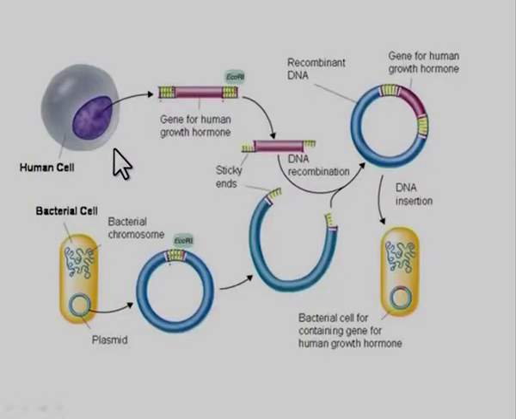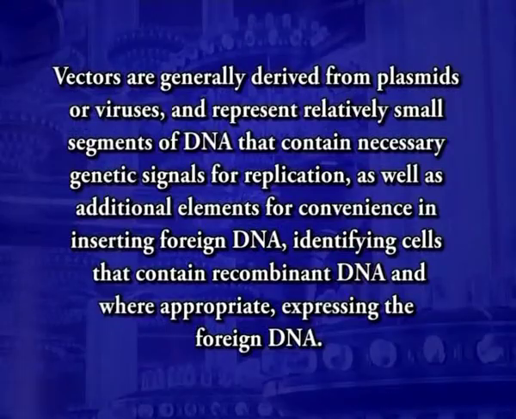Formation of recombinant DNA requires a cloning vector, a DNA molecule that replicates within a living cell. Vectors are generally derived from plasmids or viruses and represent relatively small segments of DNA that contain necessary genetic signals for replication, as well as additional elements for convenience in inserting foreign DNA, identifying cells that contain recombinant DNA, and, where appropriate, the expression of the foreign DNA.